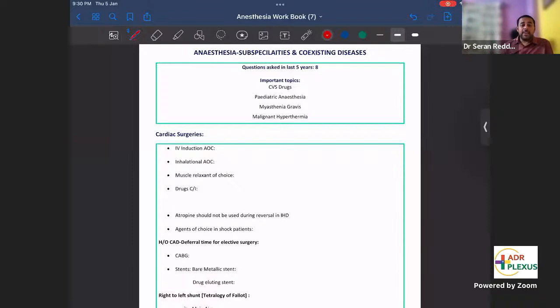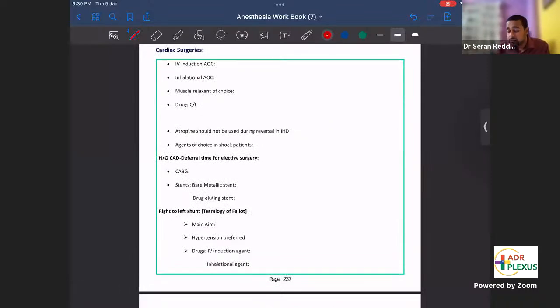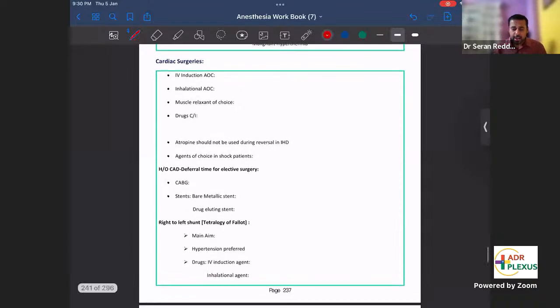Now, this is not the time to discuss each and every drug: what is thiopentone, what are its physical properties, what is its action on the CNS, CVS, respiratory system, and its effects and side effects. So what we are going to do now is quickly consolidate based on systems. For cardiac surgeries, what is the IV induction agent of choice, the inhalation agent of choice, and the muscle relaxant of choice? And are there any special properties, similar to cardiac surgeries, for neurosurgeries and respiratory surgeries? Then obstetric surgeries, and patients with renal or hepatic disorders. All these things we are going to discuss.